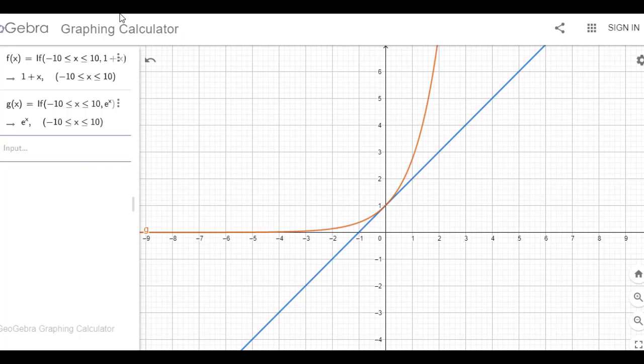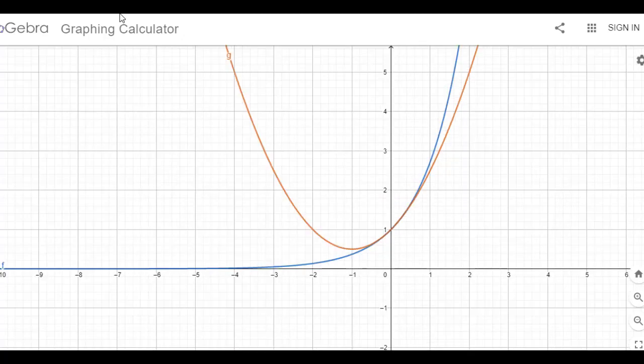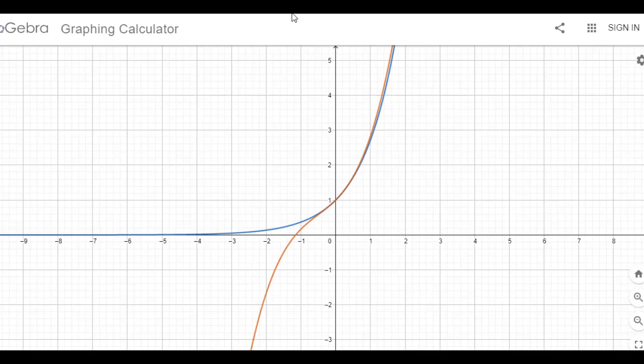So let's just look at our next one. This is 1 plus x squared over 2. This is our quadratic, and you see it does hug the line quite well around here. Once we get out here, we start to see the errors a little bit further out. If we use another term, 1 plus x plus x squared over 2 plus x cubed over 6, you can see it's hugging the actual curve quite well now.